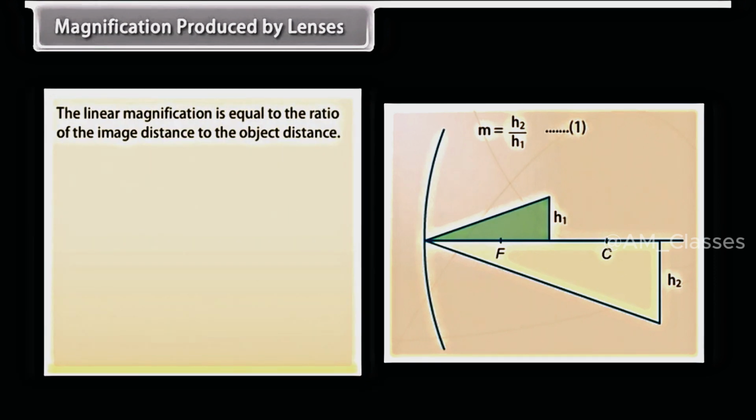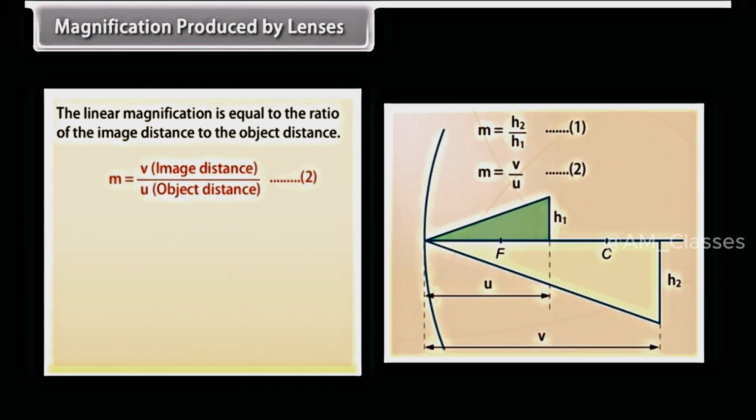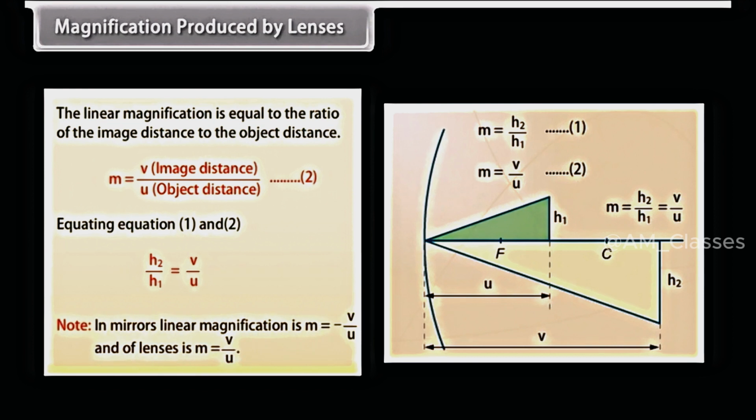The linear magnification is equal to the ratio of the image distance to the object distance. M is equal to v, image distance, upon u, object distance, which is equation 2. Equating equation 1 and 2, H2 upon H1 is equal to v upon u. Note, in mirrors, linear magnification is M is equal to minus v upon u, and of lenses is M is equal to v upon u.